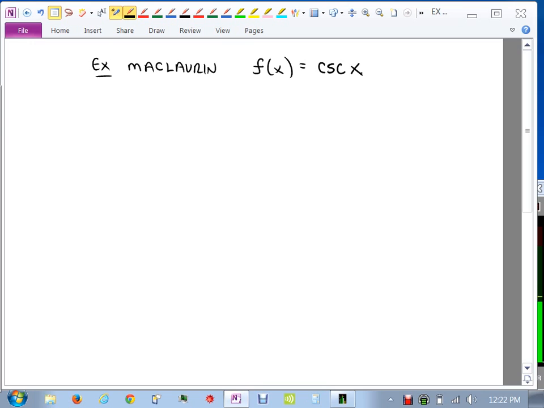So you go to your table. Does your table have cosecant x on it? But what is cosecant? 1 over sine x, right? Now, does your table have sine x? Yes. So this is really 1 over the infinite series, power series, what's sine? Sum of -1 to the n, x to the 2n plus 1 over 2n plus 1 factorial.